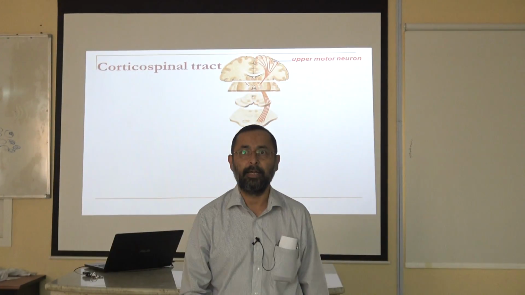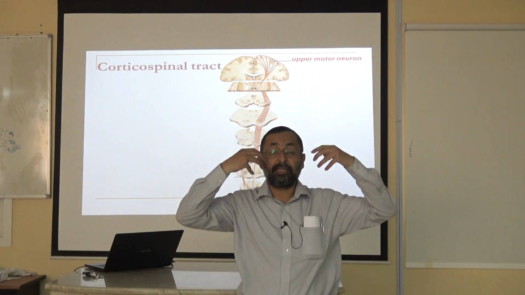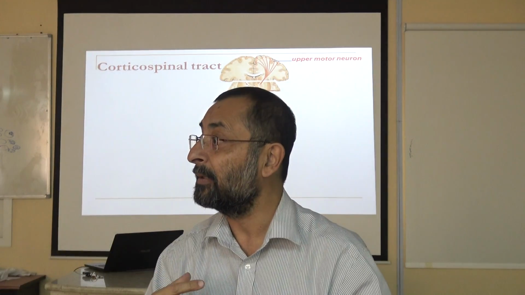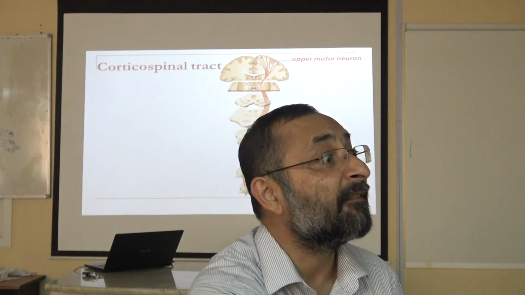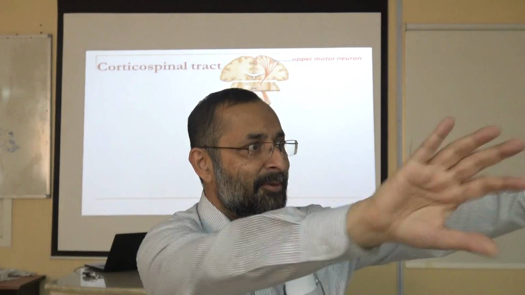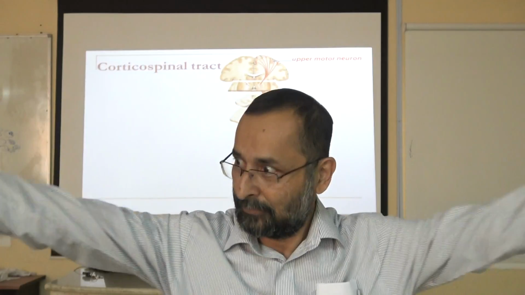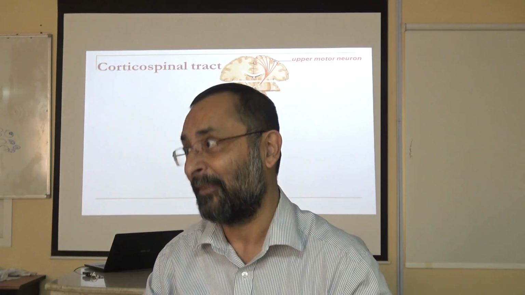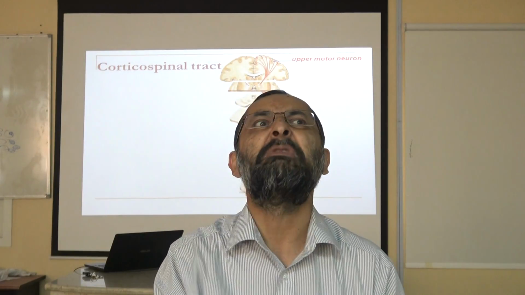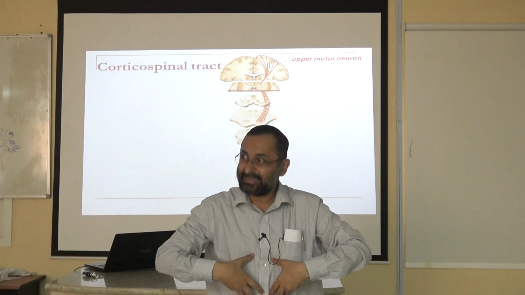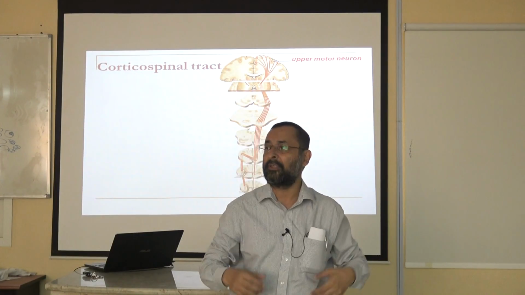Cervical. This tract, more than half of this tract, 55% of the fibers, ends in the cervical region. That is a very important point, because the cervical region is controlling your upper portion of the hands. So this tract is mainly for the cervical region. How much is left? 45% is left. Out of 45%, now you have the thoracic area and the lumbosacral area of the spinal cord.